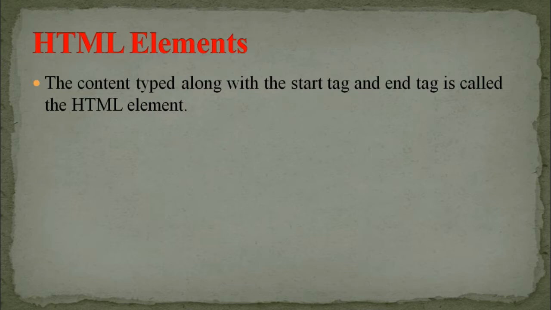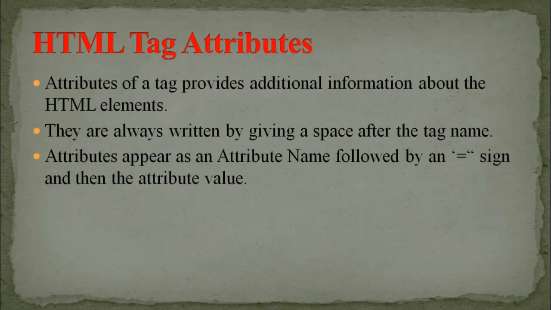So the name provided or the content provided inside the angular bracket are said to be HTML elements. So the content typed in the starting tag and the ending tag are called as HTML element, and there is something called as attributes. Now attributes would be giving the add-on feature to your HTML element.